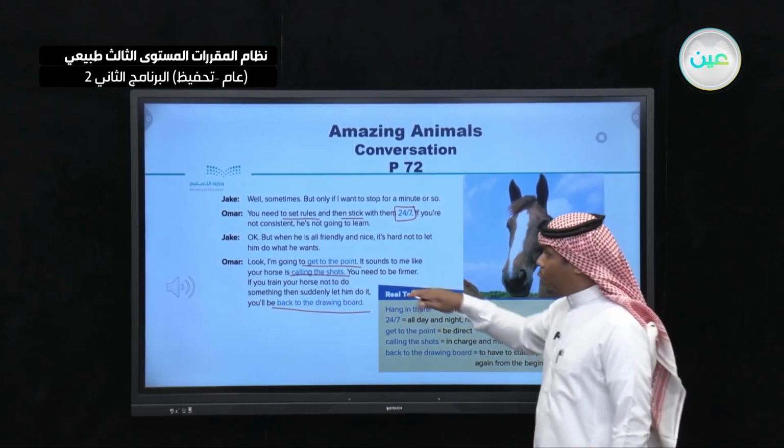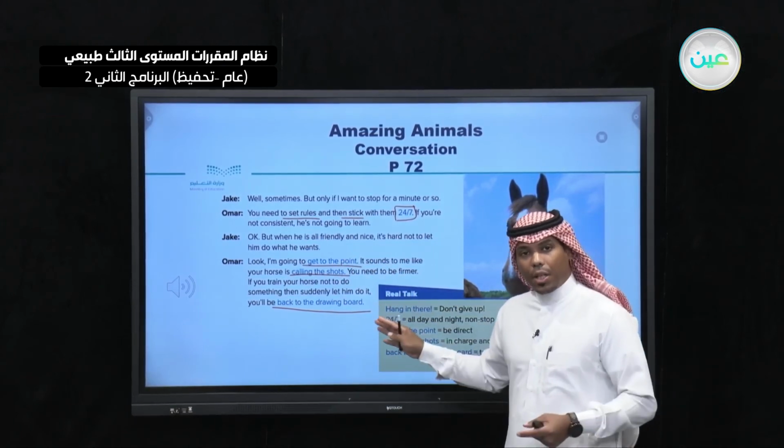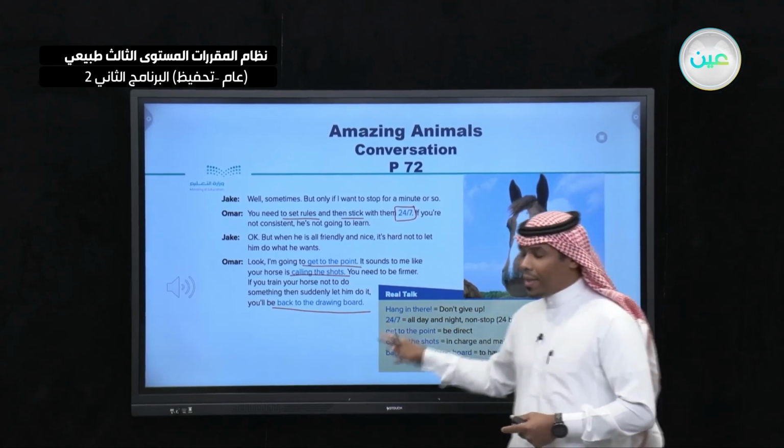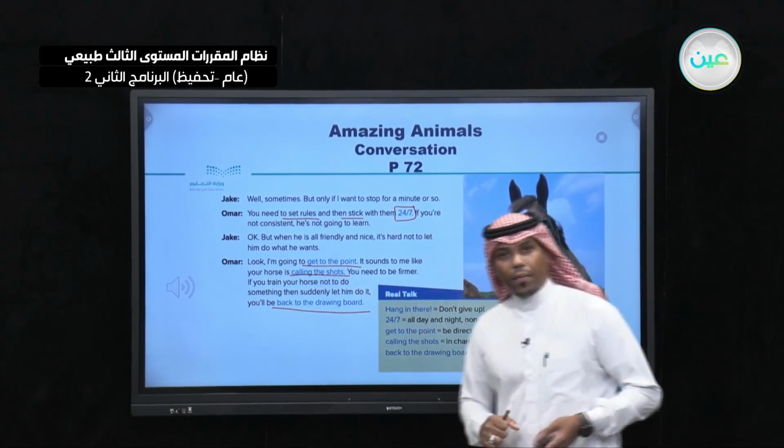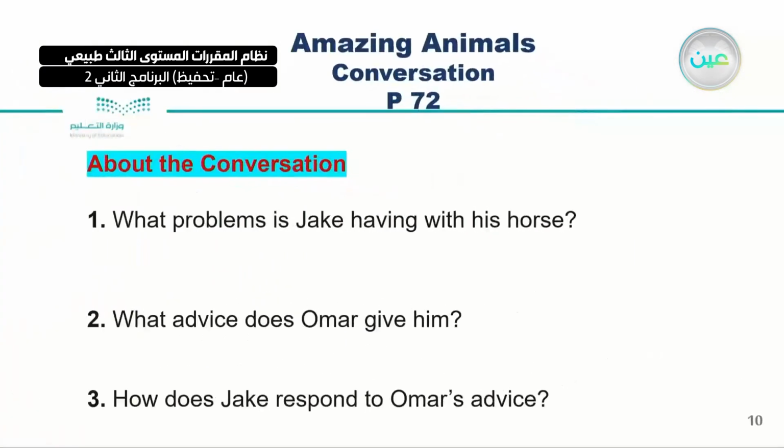So here, what's the problem with Jack? Jack is not strict enough with his horse. Okay, very good. Now, we will move, of course, to the conversation. We have 3 questions, as you can see here.